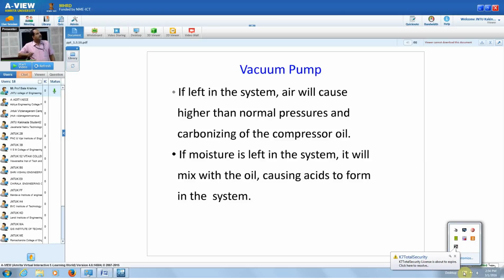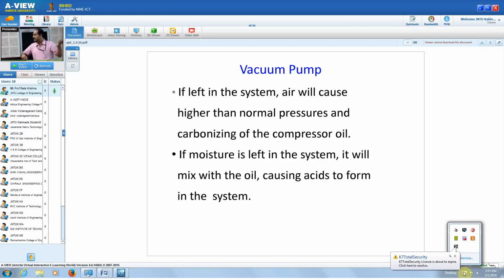If left in the system, air will cause higher than normal pressure and carbonization of the compressor oil. If moisture is left in the system, it will mix with oil, causing acids to form in the system.